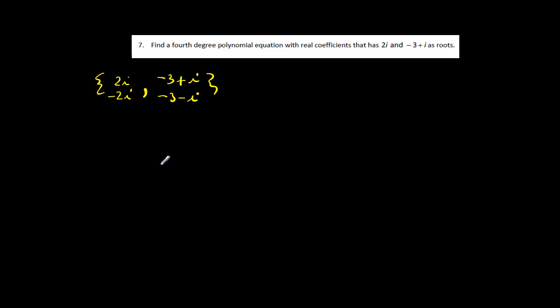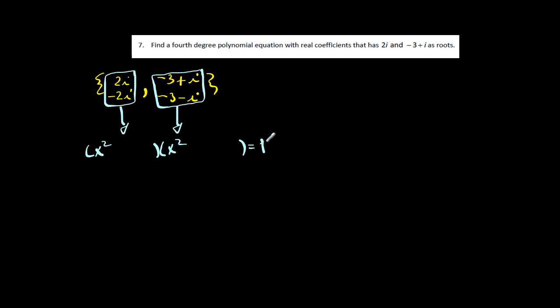So what we're going to do is build our quadratics here. We're going to take and lump those two and those two together. So the conjugates I'm going to lump together. This one's going to give me a quadratic, and this one's going to give me a quadratic. And together that's going to give me my polynomial.